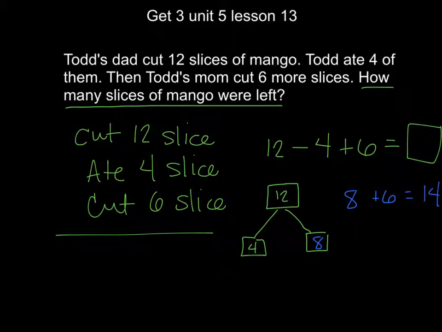Again, we take our notes, and we underline our questions so we know what we're asking. We set up our equation either the way it reads, or we can use math mountains. If I was going to do a math mountain here, I would say I have 8, and then I have 6 more. So my question is, what do I get total? Which is where that 14 comes from.